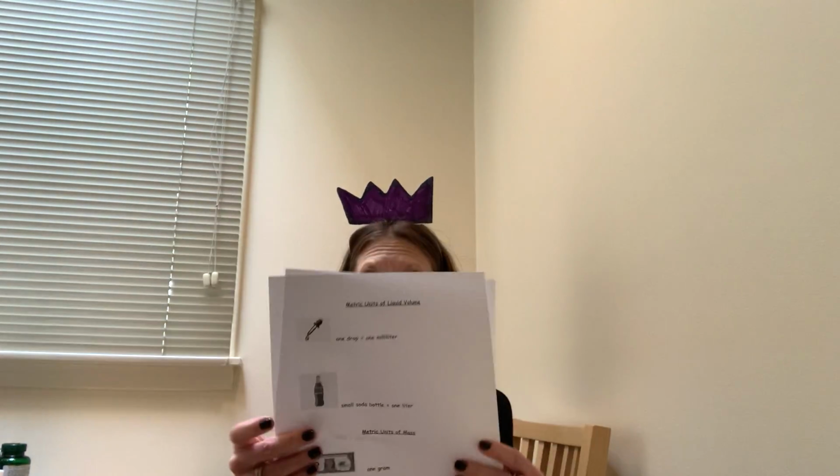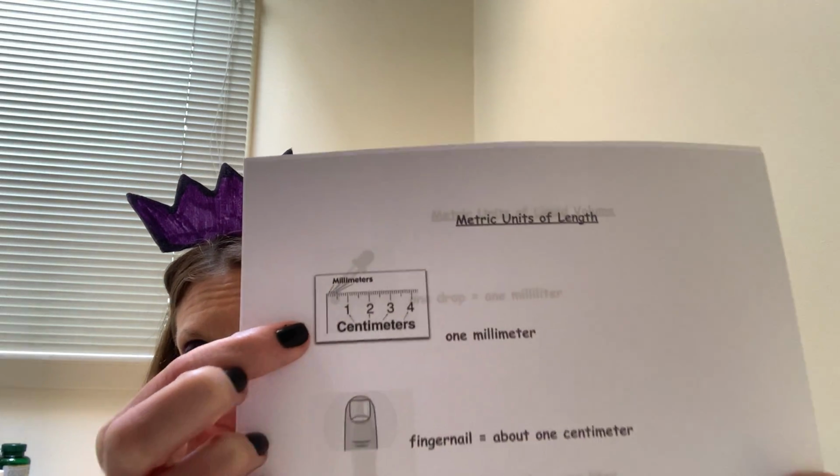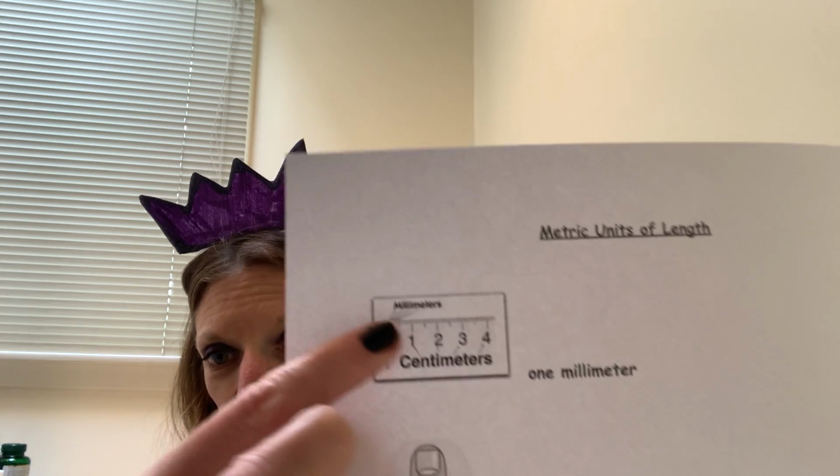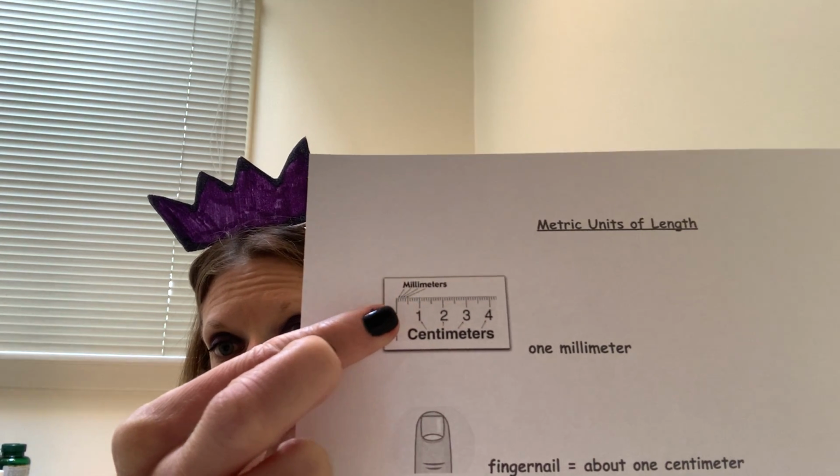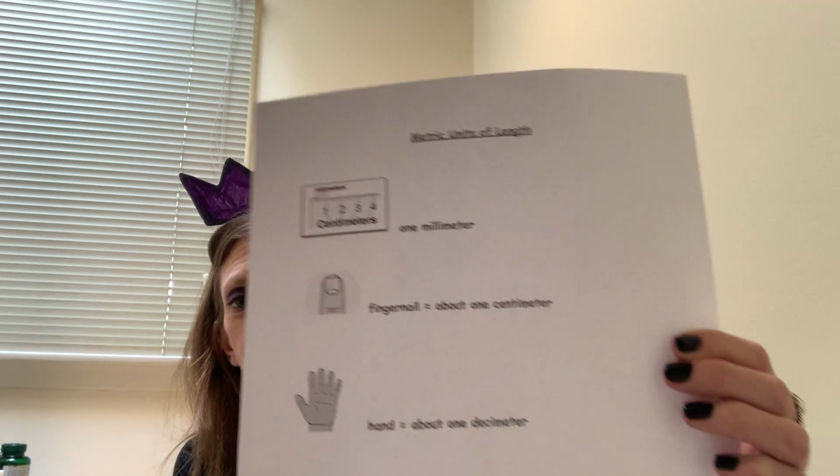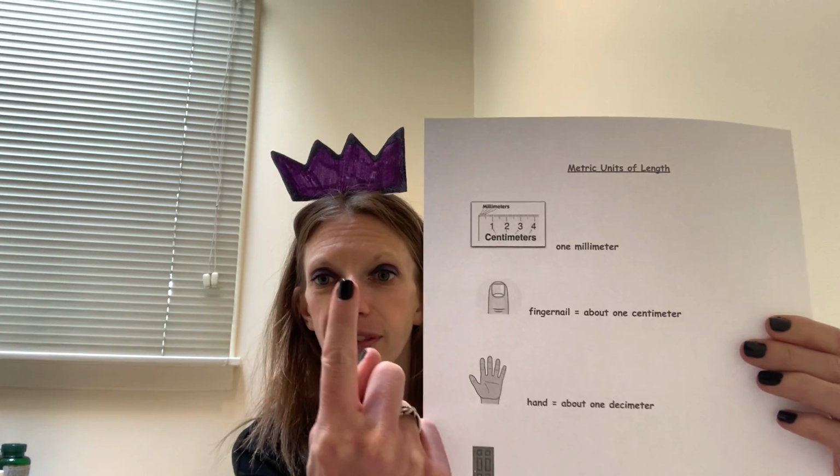So same thing, we're going to be talking about the metric units of length, liquid volume, and mass, just like we did with the customary units. The first thing we have is a millimeter. A millimeter is super tiny. You can see it's pointing to the millimeter. How tiny is that? Then after the millimeter, we have a centimeter. You guys know centimeters. We probably measured with a centimeter ruler in 3rd grade. It's about the size of our fingernail.